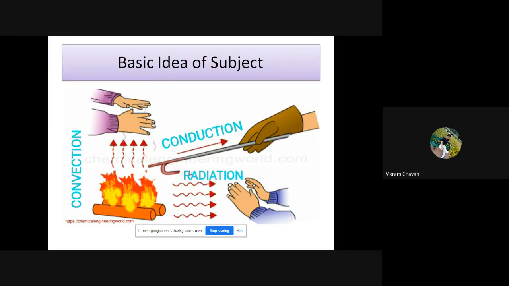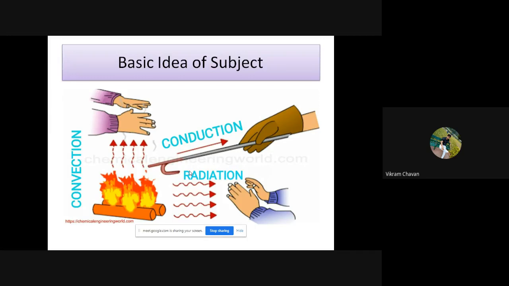So that is nothing but dT divided by dx, or in simple language, in an initial stage we require a temperature difference to transfer the heat. Heat is always transferred from a high temperature region to a low temperature region.